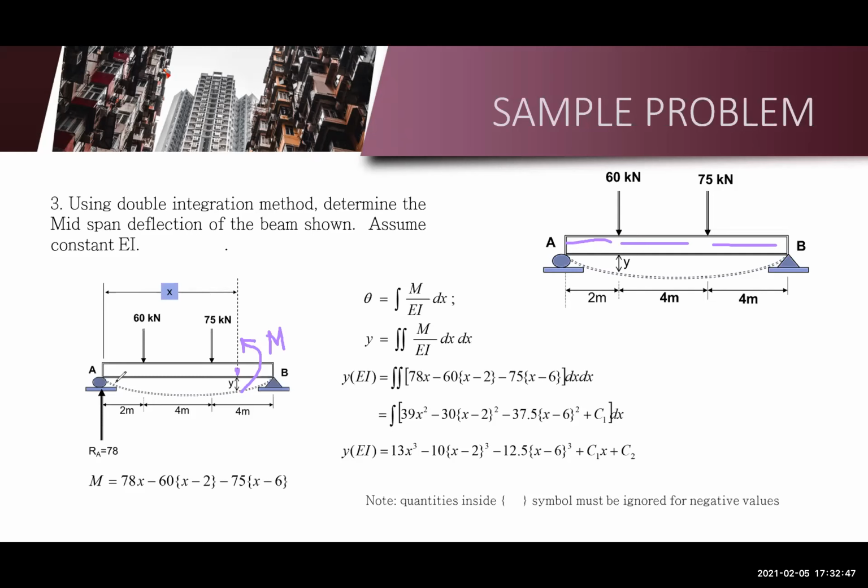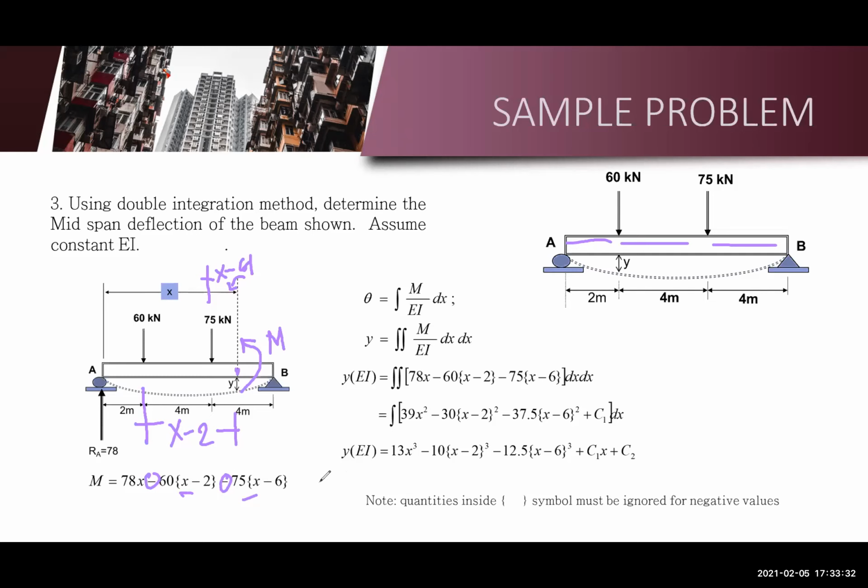Distance niya is X. Yung 60 naman, ang distance ng 60 is, if this is X, minus 2. Ito naman 75. This will be X minus, ilan to? 2 plus 4. This is X minus 6. Di ba? Now, yung 60, same rotation sa M. So, minus. 75, same rotation sa M. So, minus. And then, multiplied by the moment arm. So, we have here your moment equation.